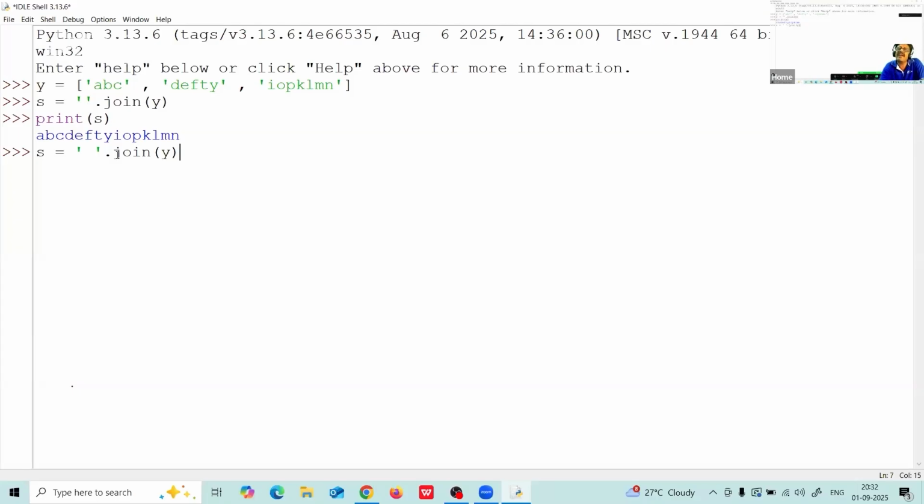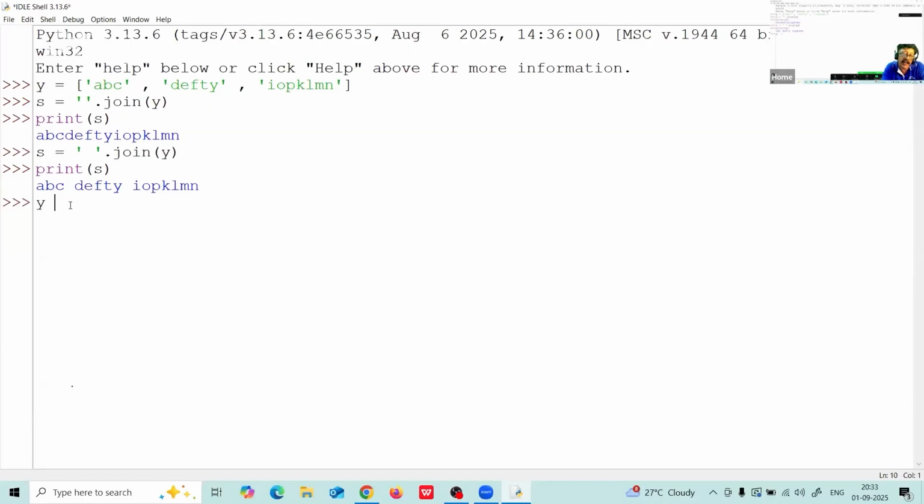Isn't it very easy to read in English? Join all the words in Y. Whatever words are there in Y, join them. But while joining, place a space between those words. So simple, right? Now, if I print S, oh good Lord, look at that. ABC space DEFTY and then space. You tell me, isn't this the opposite of split? Now you tell me, S is this string. Do you agree?